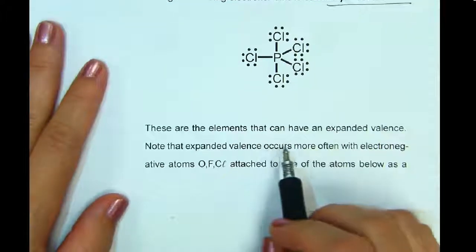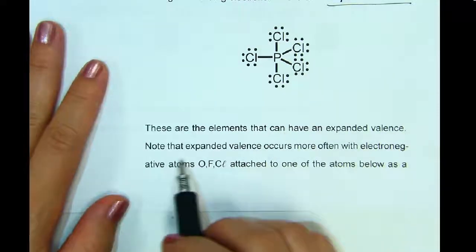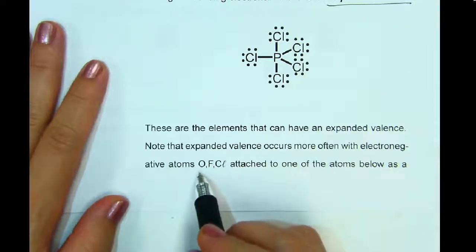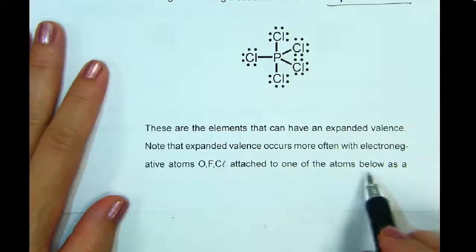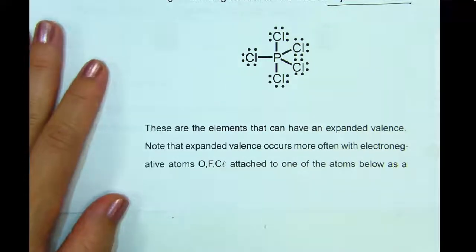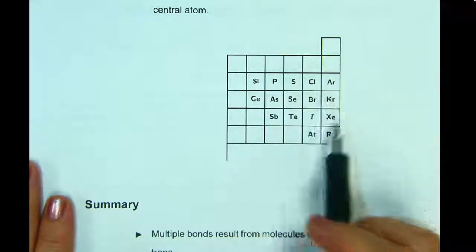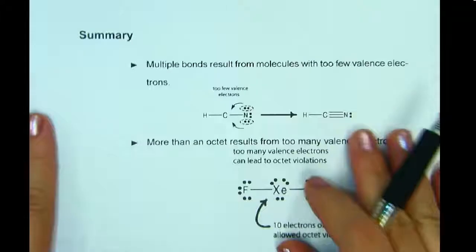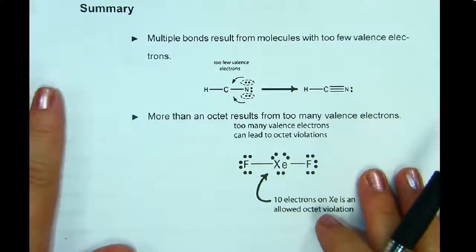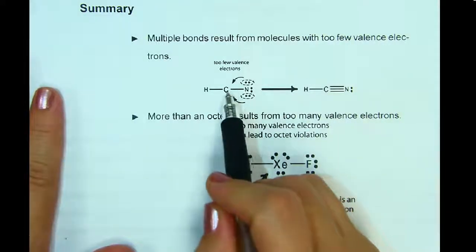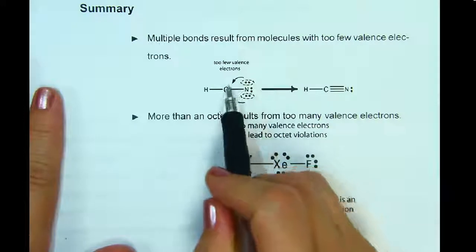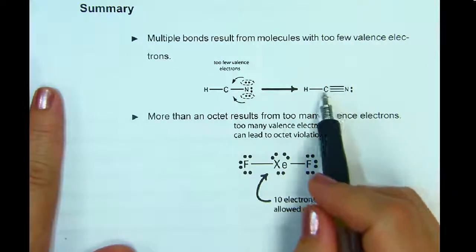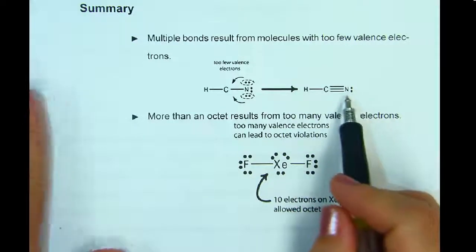These are the elements that can have an expanded valence. Note that expanded valence occurs more often with electronegative atoms, oxygen, fluorine, chlorine, attached to one of the atoms below as a central atom. So these are typical elements that'll be central atoms that have an expanded octet. So in summary, multiple bonds result from molecules with too few electrons, in which we do not have an octet, and so we have to shift down electrons to make multiple bonds so that we can achieve octets for all atoms involved in the bonding.